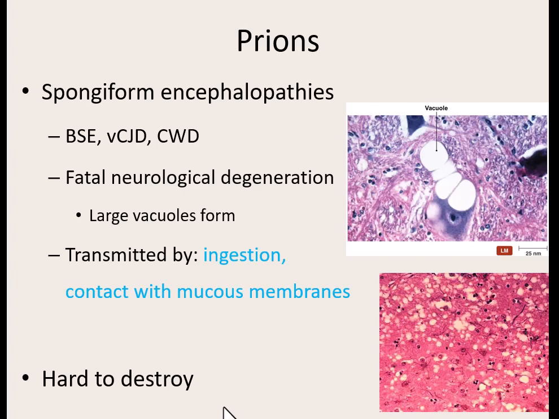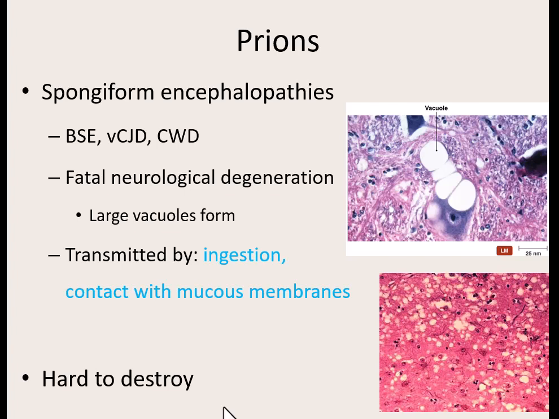Now, it's transmitted by ingestion or contact with the mucous membranes. This is also called variant Creutzfeldt-Jakob disease. And you guess what CWD stands for? Chronic wasting disease, which is found in what animal? Deer, which is why I wanted to get to it, because it's deer season.